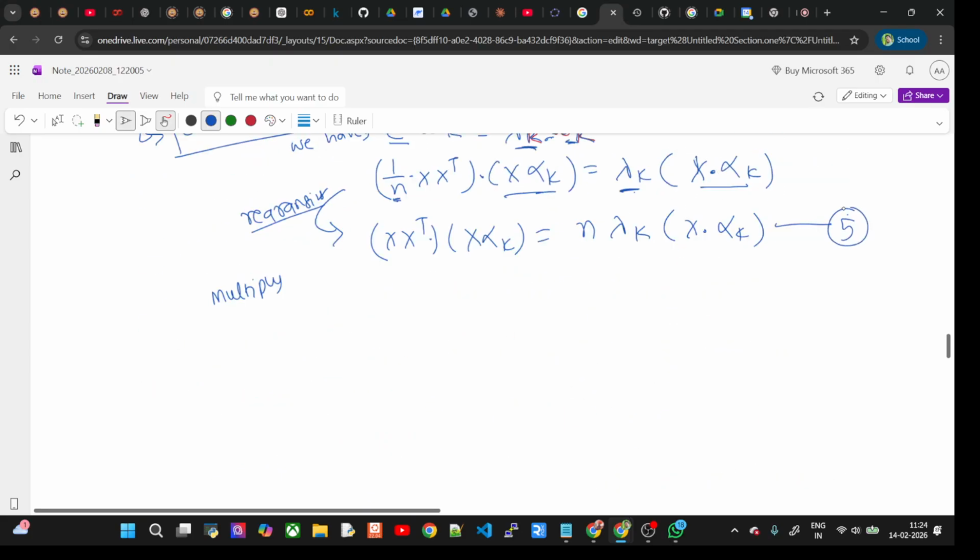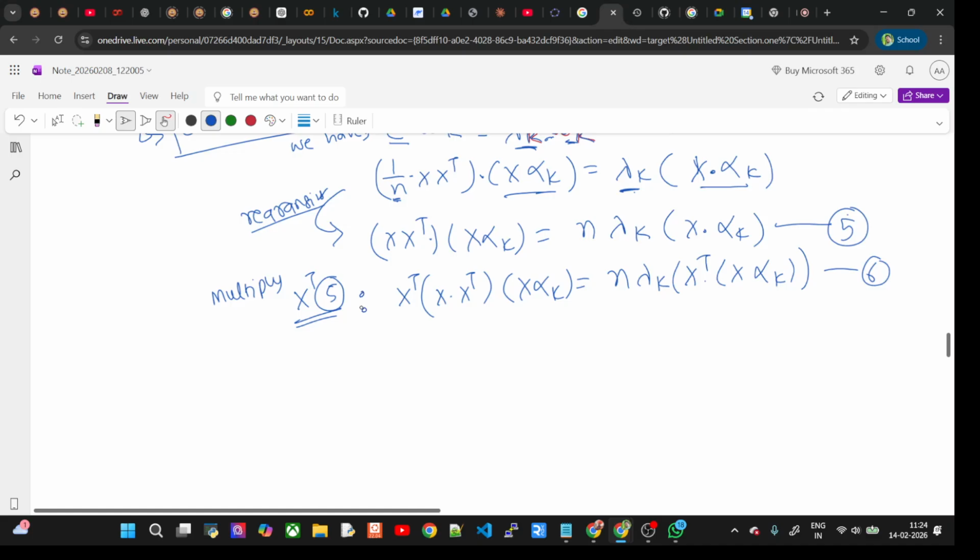I am now multiplying x transpose into equation number 5. I am multiplying here x transpose, x into x transpose, x alpha k equals n lambda k x transpose, and putting it inside just to have you understand this. This is now equation number 6. That's why maybe you lost the earlier things, but now I just multiplied by x transpose on both sides.